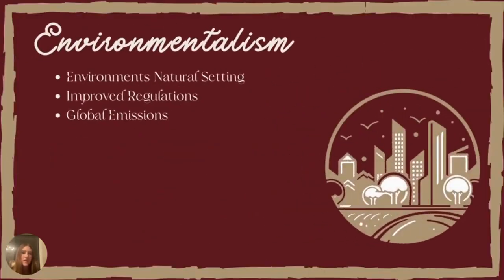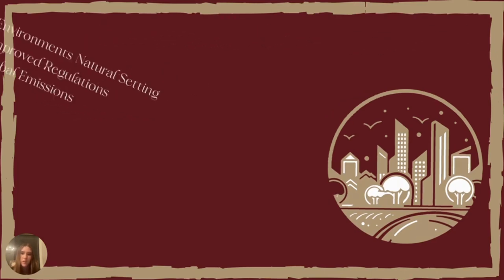So the second topic is environmentalism, and this promotes preserving the environment's natural setting above man's benefit. And some environmentalists have worked to impose environmental regulations such as the Kyoto Protocol and the Paris Agreement, which have been reached through the United Nations. And if these guidelines were implemented, the cost per year to control global emissions would exceed 1 trillion.